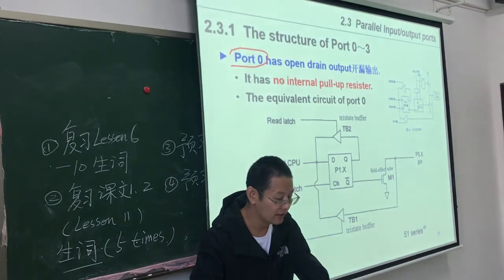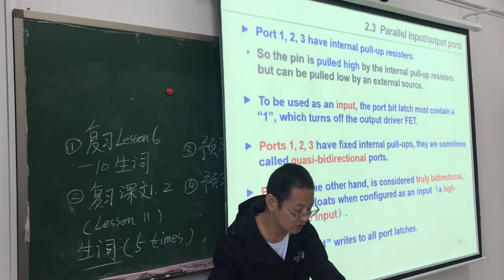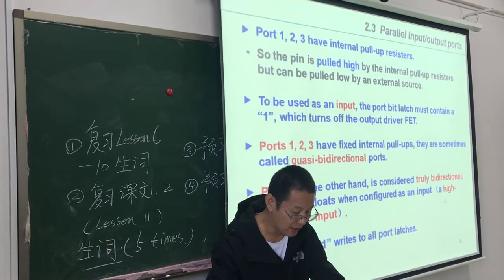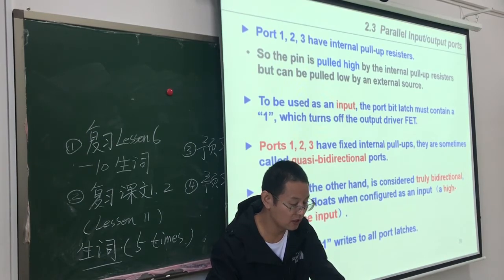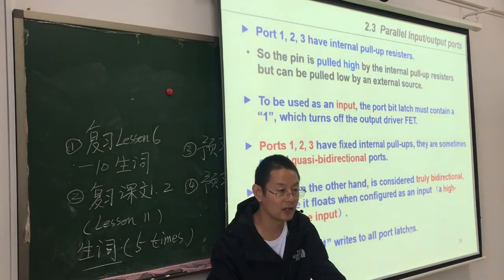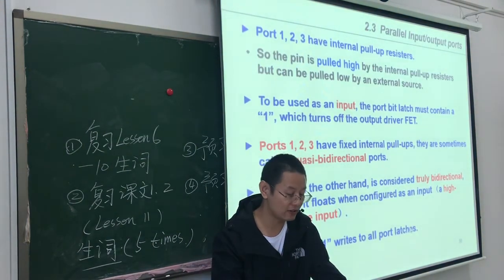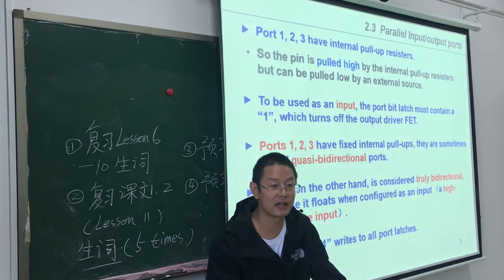Port 1 has no internal pull-down because it floats when configured as an input, a high impedance input. After reset, ones are written to all port latches, which means if you reset your microcontroller, all pins are set to 1.